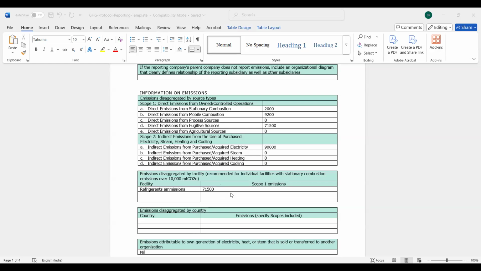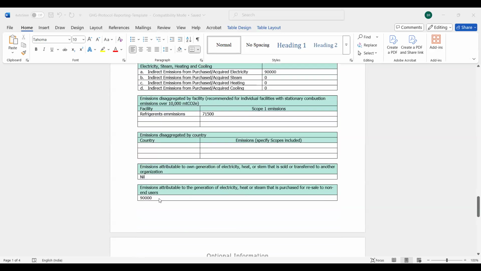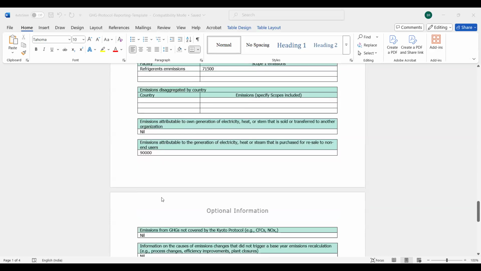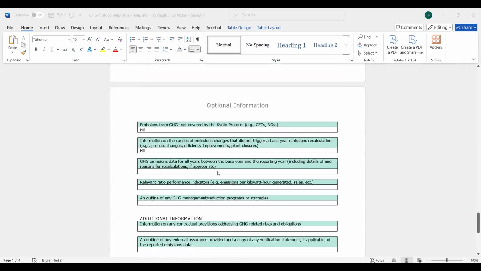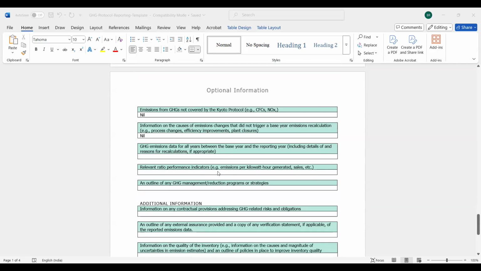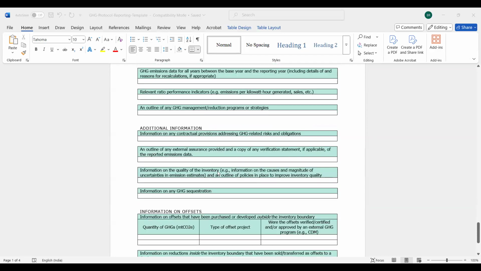Yes. Okay, thanks, sir. So this is the country-specific part. I have not shown emissions attributable to own generation, nil. Emissions attributable to the generation of electricity and heat purchased is 90,000 again. So this I tried to fill in a little. Emissions of GHG not covered in the Kyoto Protocol, nil. This is on the basis of the data which has been provided. So that is it. Very good.